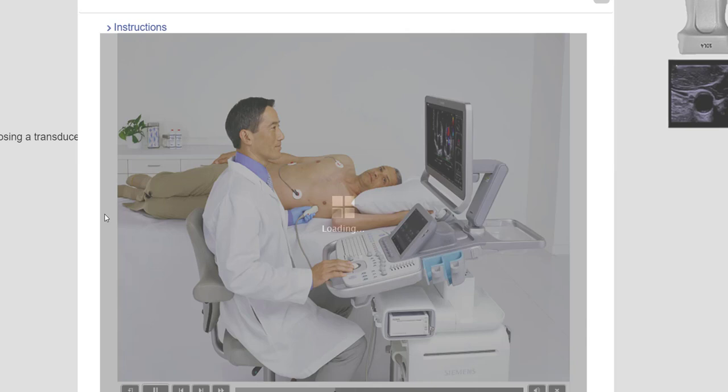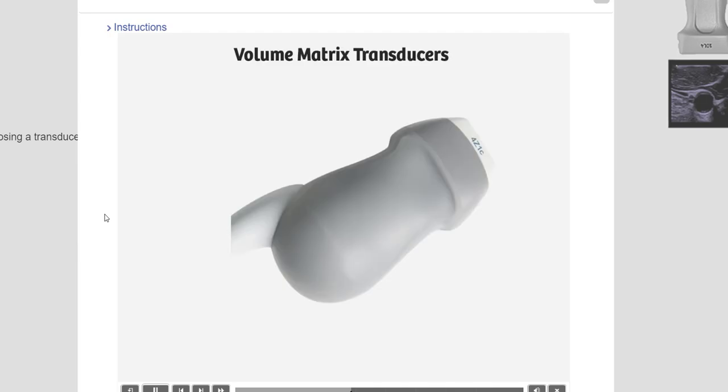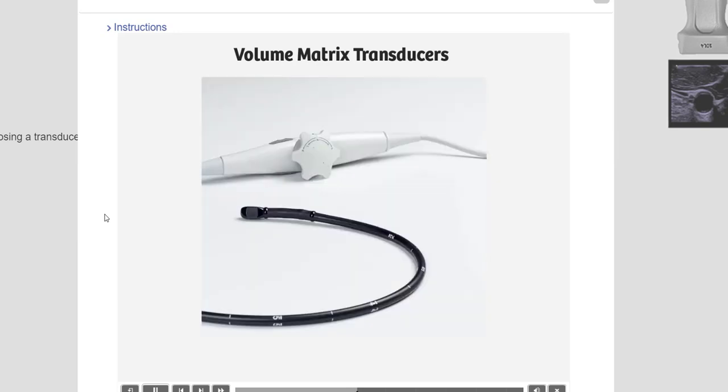Generally, a high-frequency phased transducer with a small footprint is a good choice. Complex congenital heart and postoperative examinations usually require a variety of low and high-frequency transducer selections. Volume matrix transducers. This volume matrix transducer is used externally on the chest, called transthoracic, TTE. This is a transesophageal transducer, TEE, that is used internally through the esophagus.